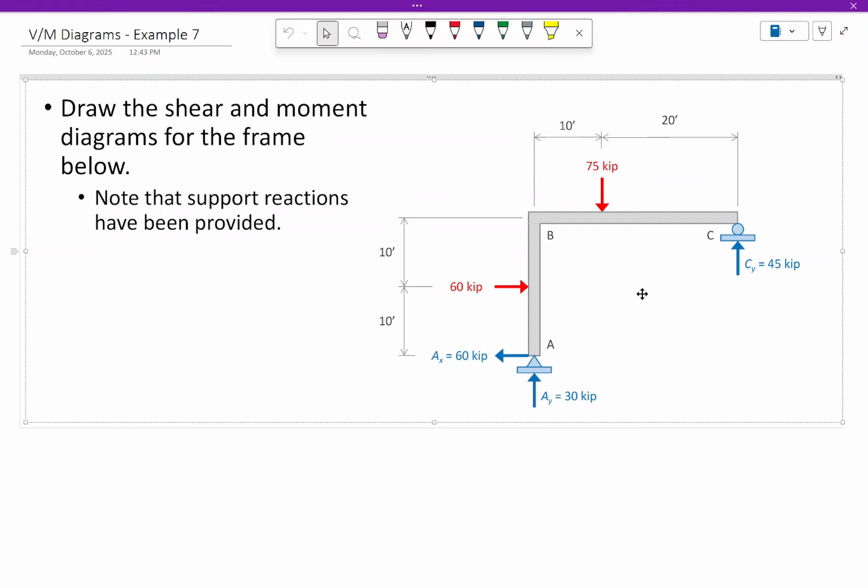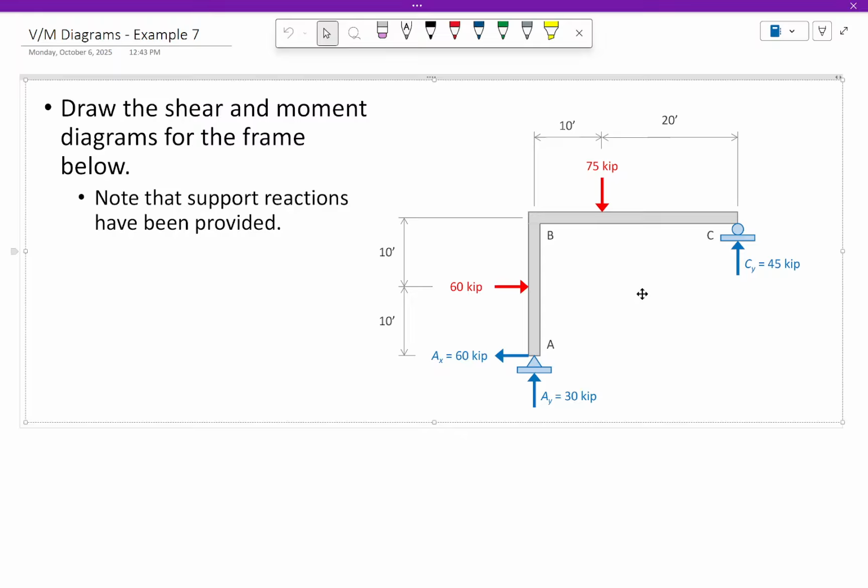I am hoping at this point that I can give you these reactions and you believe me, and also that you could compute these support reactions yourselves. If you sum moments at A, you've got 60 times 10 plus 75 times 10 has to equal something times 30. That something is 45, right? Sum forces in the vertical direction: if I've got 75 going down, 45 going up, I need another 30 going up. But that's it, so I'm hoping that's pretty straightforward.